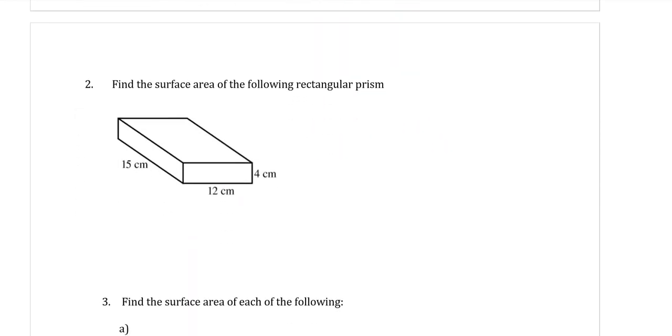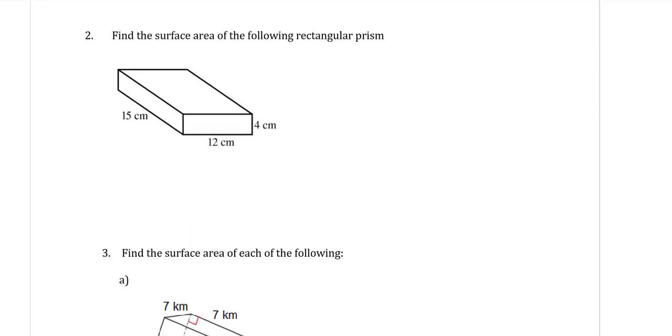Let's try another one. Question 2. Find the surface area of the following rectangular prism. So this is the big formula. Surface area equals 2 lots of LB plus LH plus BH. My plus sign looks a little bit close to my H there. Okay, the L, the B, and the H stand for length, breadth, and height. They are the 3 numbers that are around my rectangular prism over here. It doesn't really matter which one is which. So I'm just going to go L is this one, B is going to be that one, and H is going to be that one.